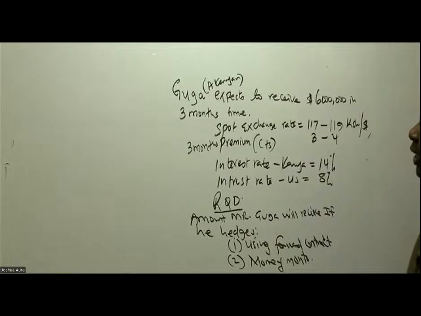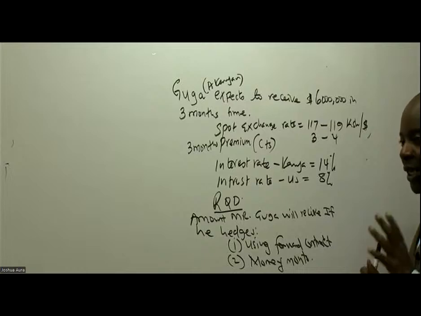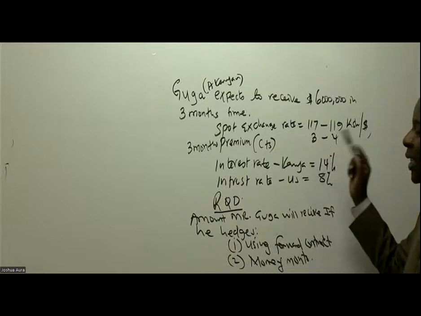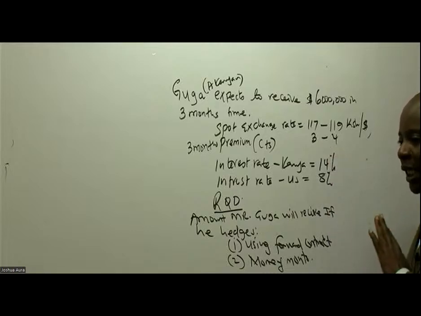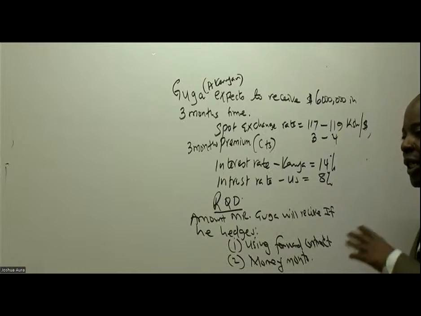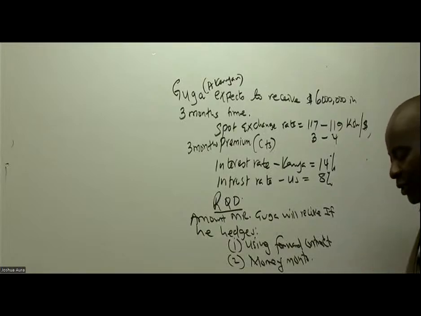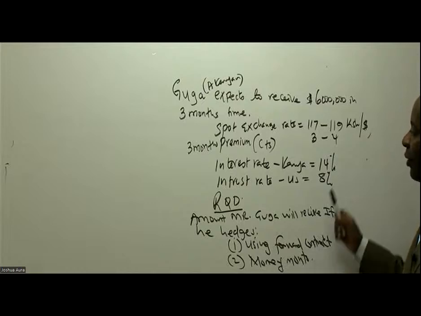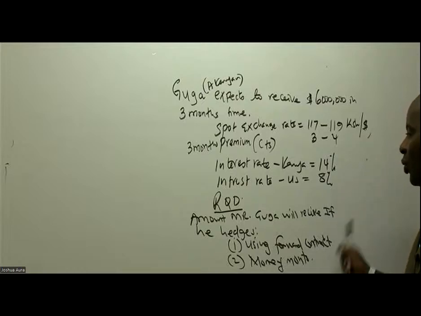We have Mr. Guga, who is a Kenyan, expecting to receive some foreign currency in 3 months' time. They have given us the spot exchange rate, 117 to 119 Kenya shillings per dollar. Then they have given us the 3 months premium in cents. Anytime they give us cents, always remember that you have to divide them by 100 to change to whichever currency. Then they've given us the interest rate in Kenya and the interest rate in the US.